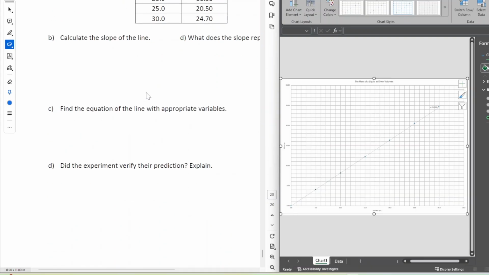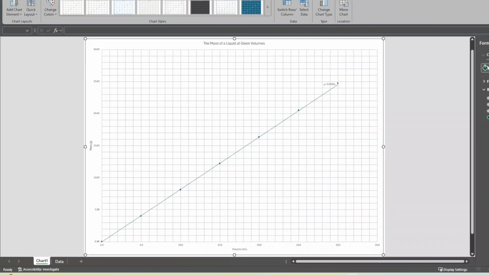The next thing we're going to do is calculate slope. So how are we going to do that? Well, we are going to look for somewhere that my line of best fit perfectly goes through. So if we zoom in on this again, I can definitely use a bunch of my data points.